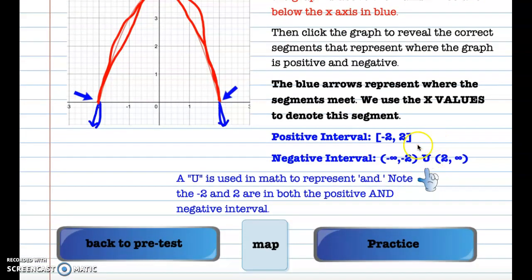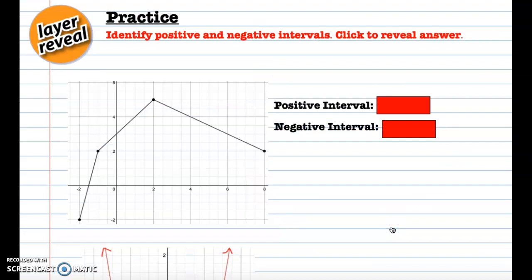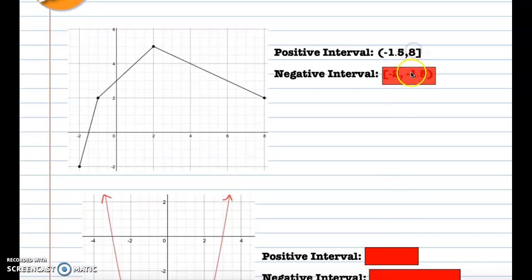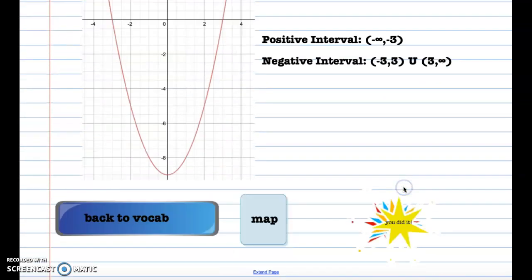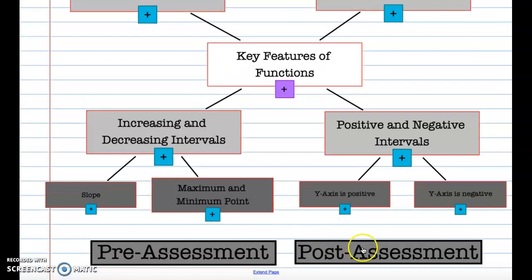And then a little math notation is explained here. Students will then move on to practice with the click to reveal buttons as well. This is the last key feature, so a little bit more celebration. Then they'll go back to the map and they'll be ready to take the post-assessment.